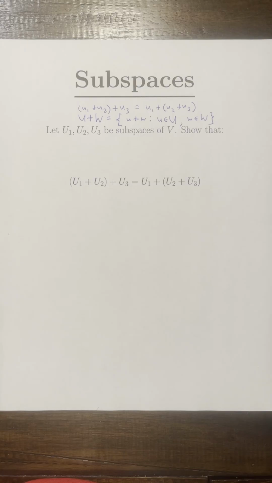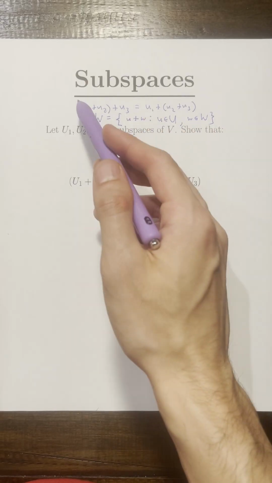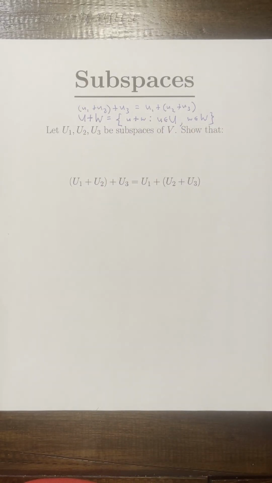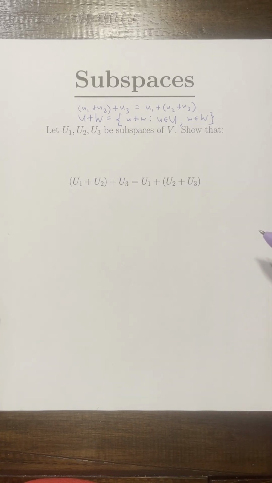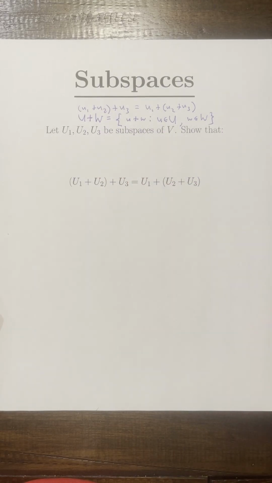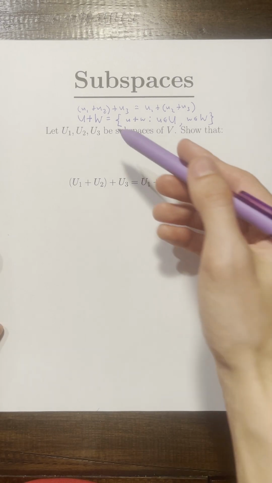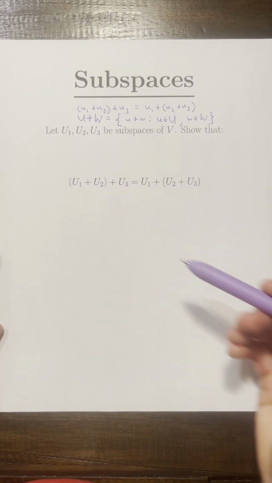Okay, what's the goal again? The goal is to go from here to here. How do we get there? Well, since we're adding a lot of subspaces, we'll probably need to use the definition. Okay, let's go ahead and do that. How can we use the definition to help us expand the left-hand side of the equation?